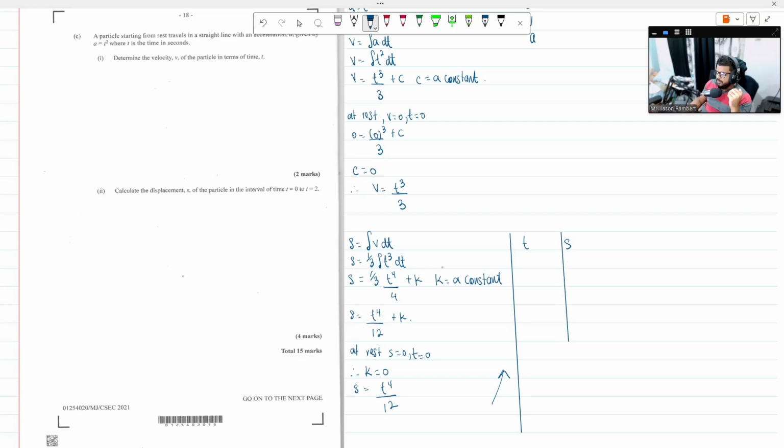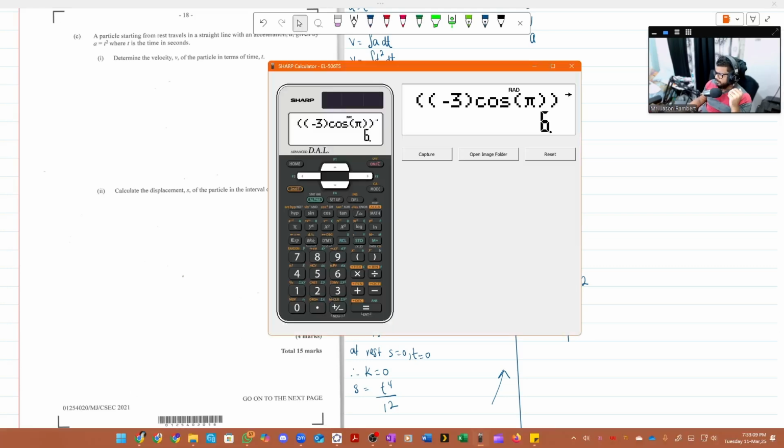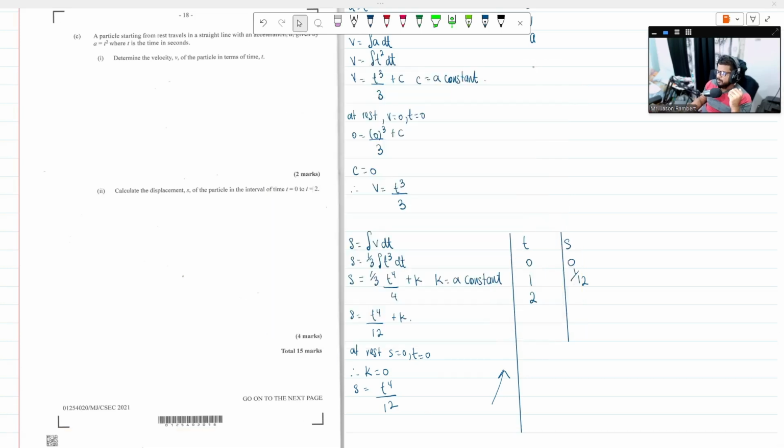When t is 0, s is going to be 0. When t is 1, s is going to be 1 over 12. When t is 2, s is going to be 2 to the power 4 over 12. I'm going to my calculator. 2 to the power 4 divided by 12 is 4 over 3. So right through, the particle is moving forward, to 4 over 3.